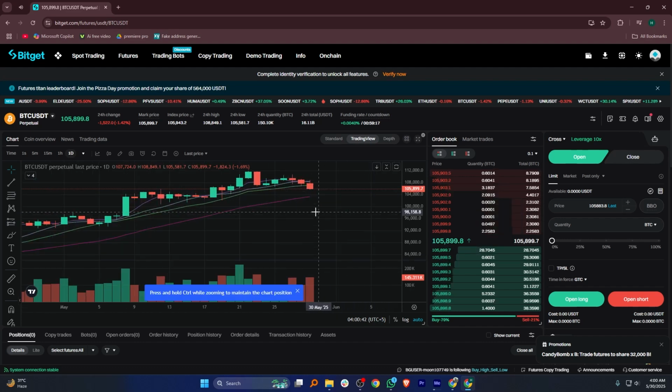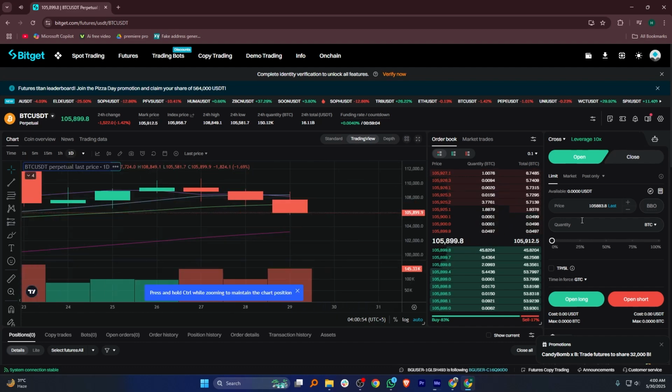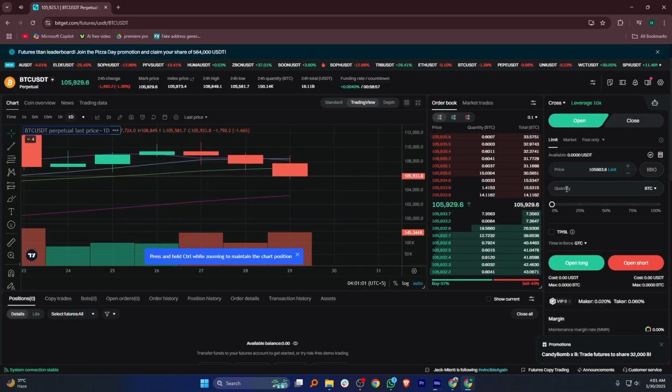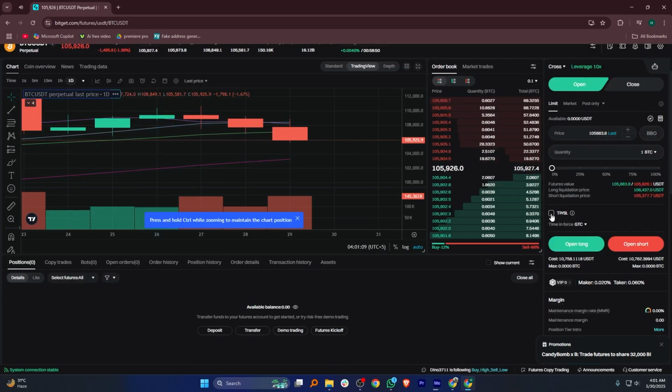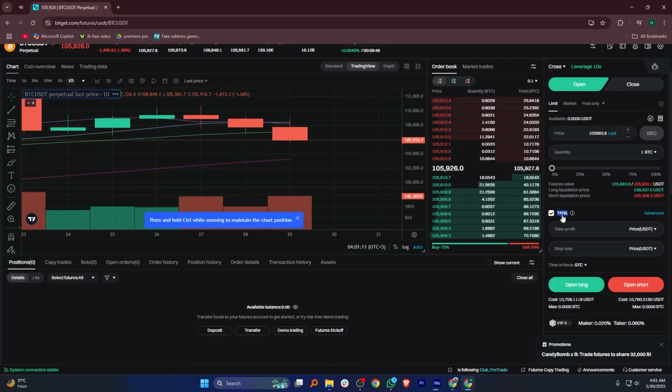Now, from the left side of the panel, choose either limit or market order based on your preference. Then, enter the price and quantity of your trade. After that, check the box labeled TP/SL to enable take profit and stop loss options. Now, put in your take profit price and stop loss price as per your strategy.